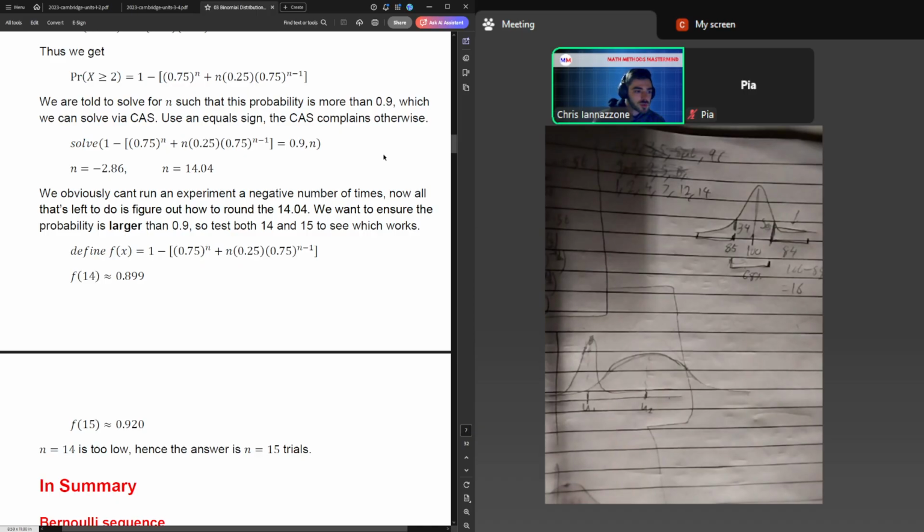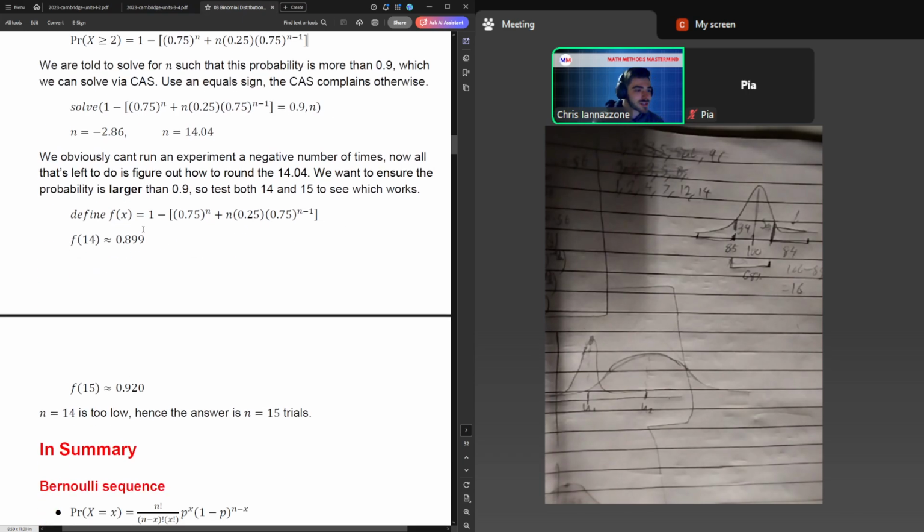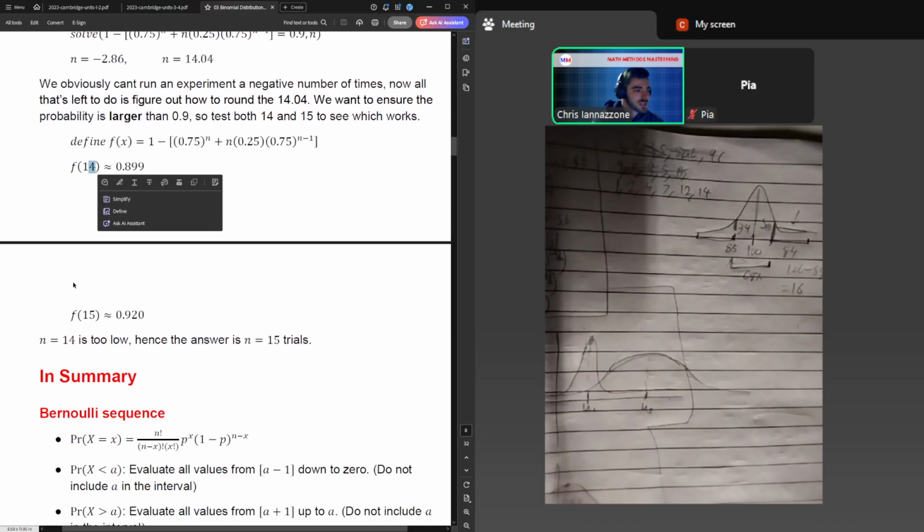The more nuanced approach there is actually testing. So instead of just guessing that you round up, which I've never seen you have to round down before, but just in case, to be safe, what I would do is grab this and define it as its own function, and then just test the different values of n. So test n equals 14, test n equals 15. Which of those gives you a number that's greater than 0.9? Obviously 15 is the only possibility there.